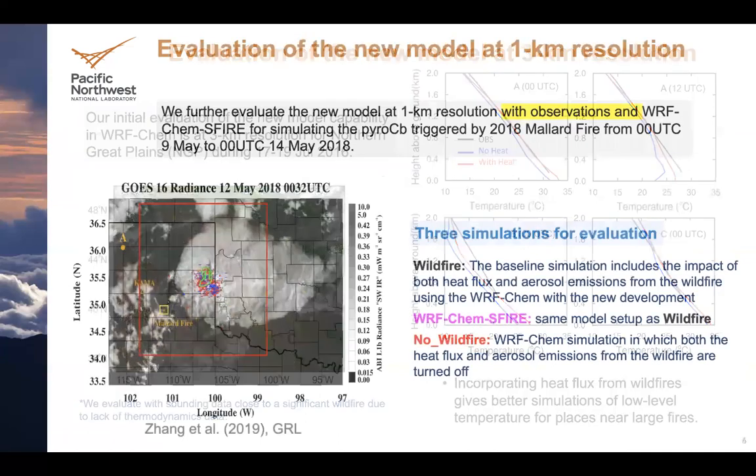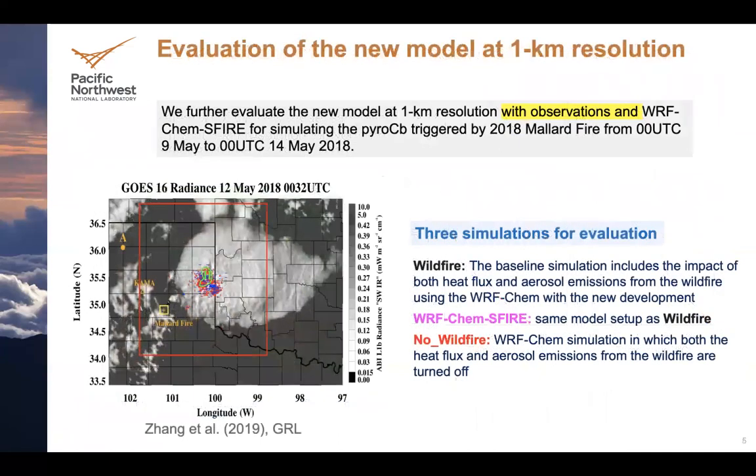Further, we evaluate this new model at 1-kilometer resolution, because our focus is to simulate the severe convective storm, so we needed to evaluate it at this high resolution. As a beginning, we select the pyroCb case, which was triggered by a 2018 wildfire in Texas, from May 9 to May 14, 2018.